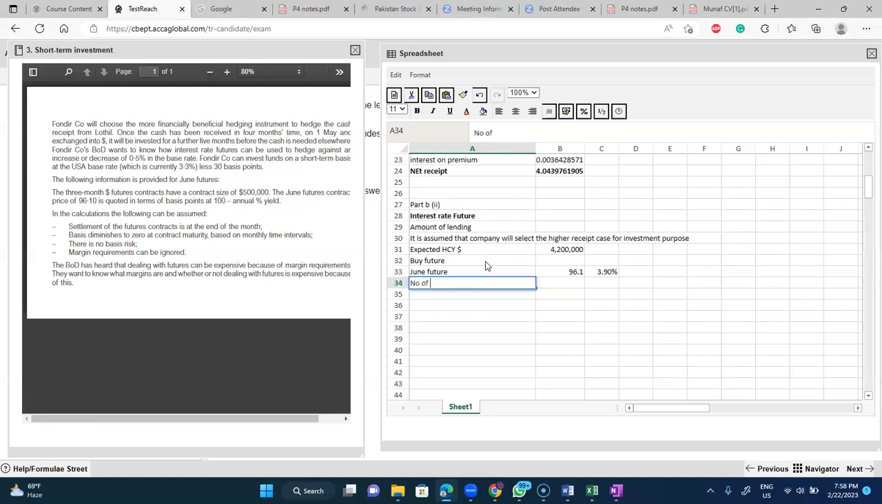Number of contracts: amount divided by contract size, that is 500,000, into duration of investment. You are investing for 5 months. 14 are the number of contracts. Okay, now there are two cases: interest rate increases or decreases.